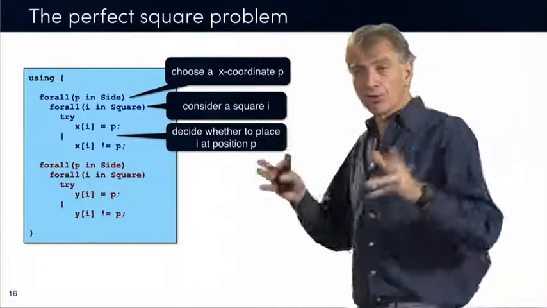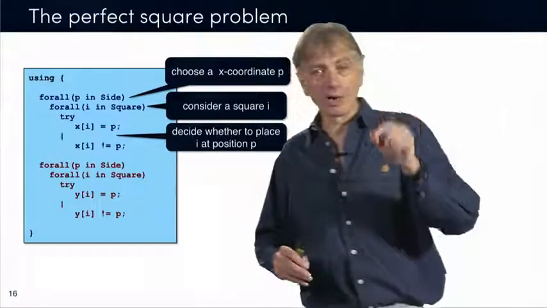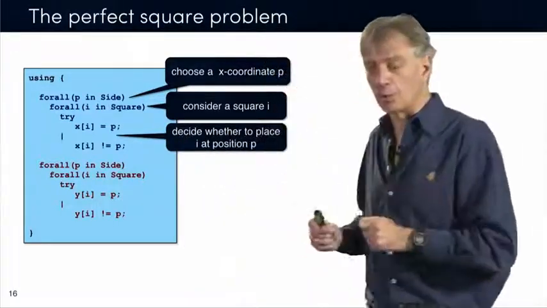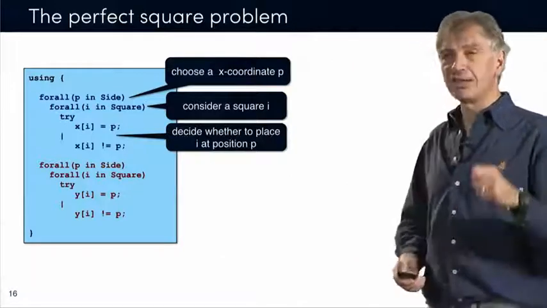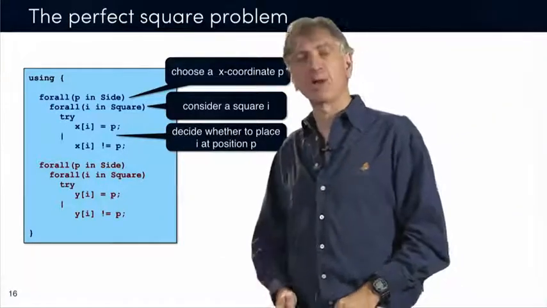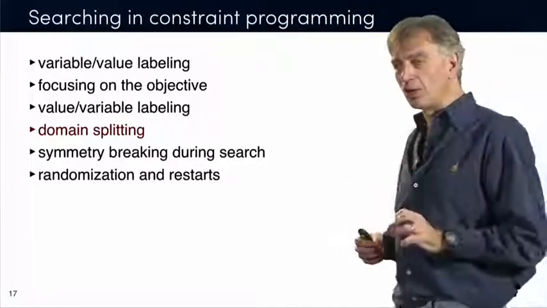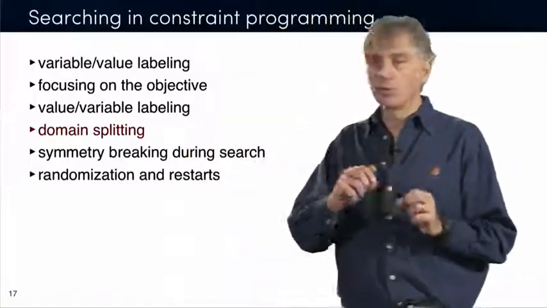So it's a value variable labeling. I take a value and I decide, do I place it? Is this square being placed at that particular position or not? And this is very, very effective on this particular application. So what you're seeing now is variable value labeling and value variable labeling.